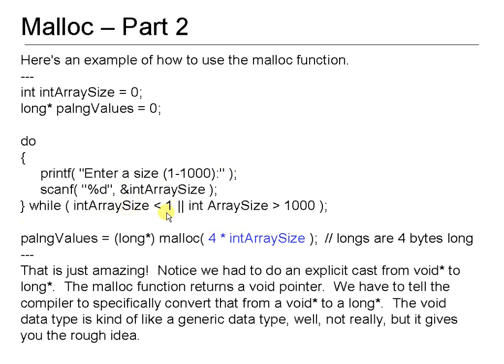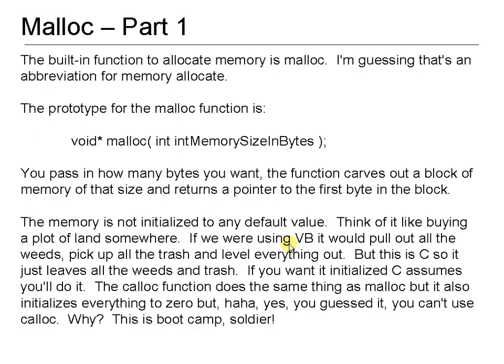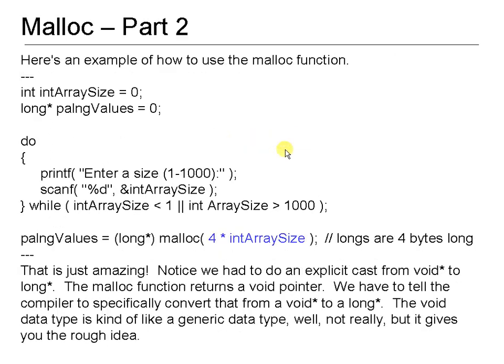And we're going to keep looping while that value that the user entered is less than 1 or greater than 1,000. Now, after we get that number, which we're sure is good, we're going to call the malloc function. So right here, malloc. We pass in the array size, and we have to multiply it by 4. Now, why 4? Because malloc, if you recall, I'm going to the previous slide, allocates memory size in bytes. So in order to convert from bytes to longs, we have to multiply by 4 because there are 4 bytes per long.